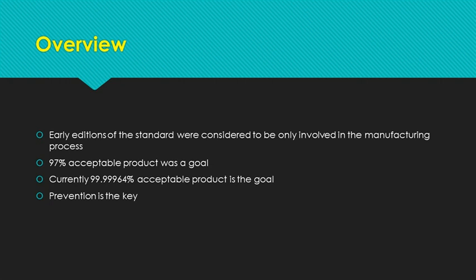Producing at 97 or 98% conforming product was a company with outstanding quality. Through prevention, planning, and an organizational attitude toward quality, the normal expectation is producing at parts per million defect level, or 99.99964% conforming product. ISO 9001 has always been about reducing costs through preventing nonconformances. Prevention, not detection.